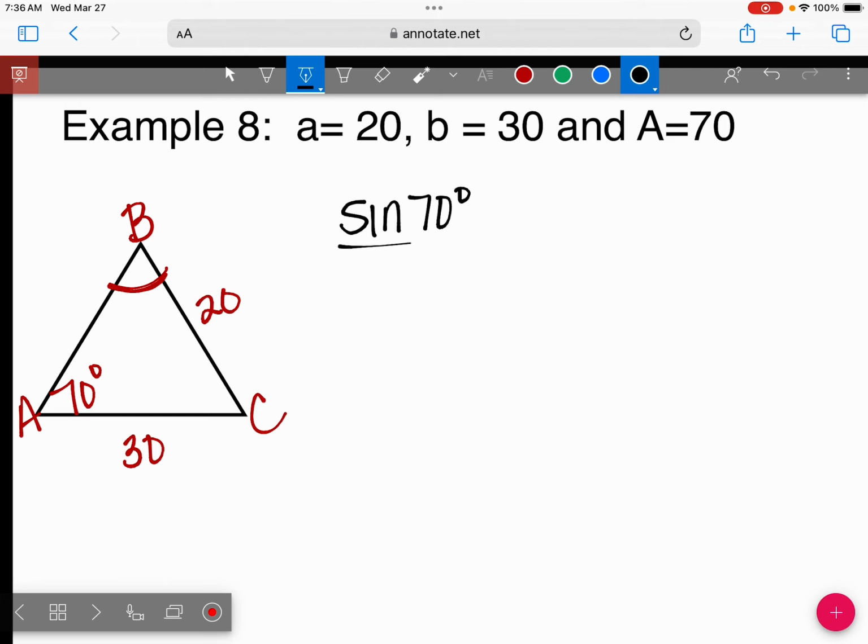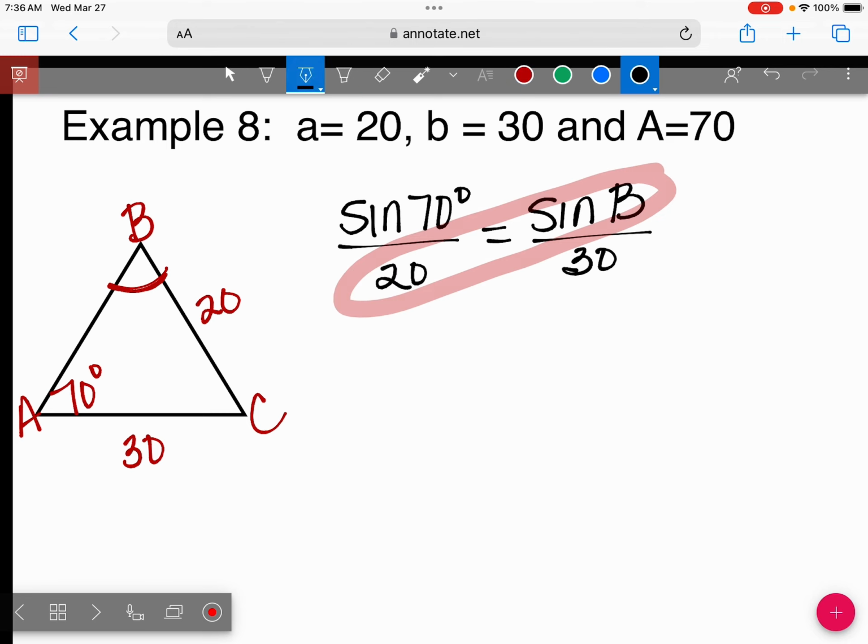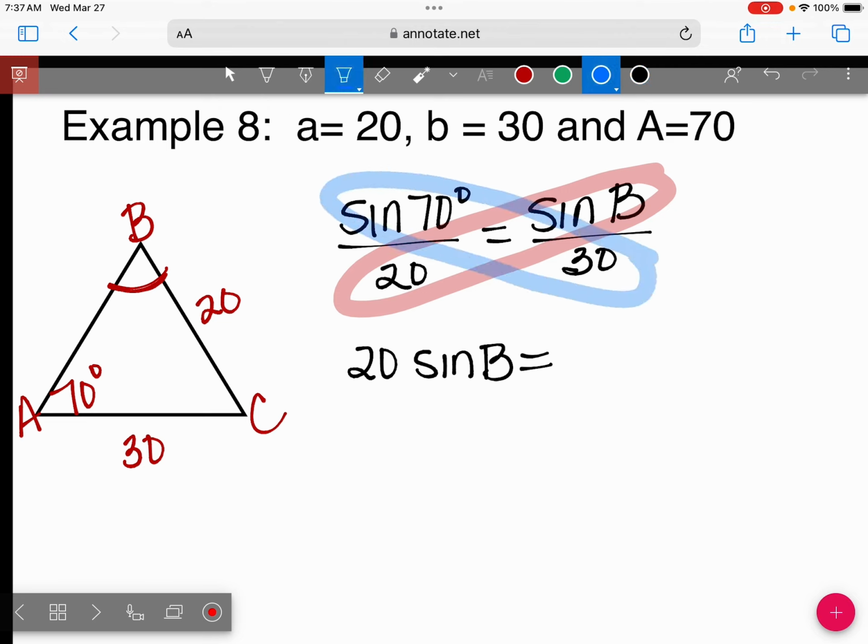So we will have the sine of 70 degrees divided by 20 equals the sine of angle B divided by 30. So I think this is going to answer your question that you had earlier, Marissa. So when you cross multiply, I'm multiplying this direction. So I have 20 times the sine of angle B equals, and I go this direction, 30 times the sine of 70.